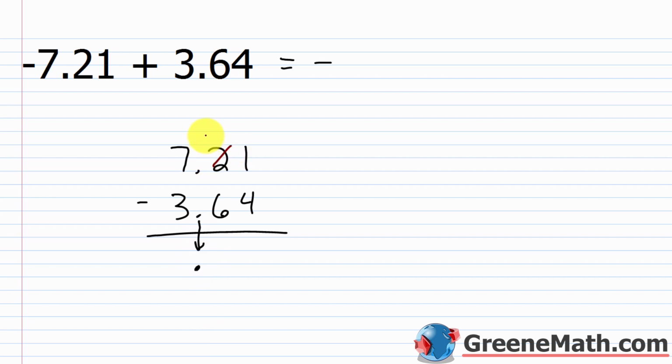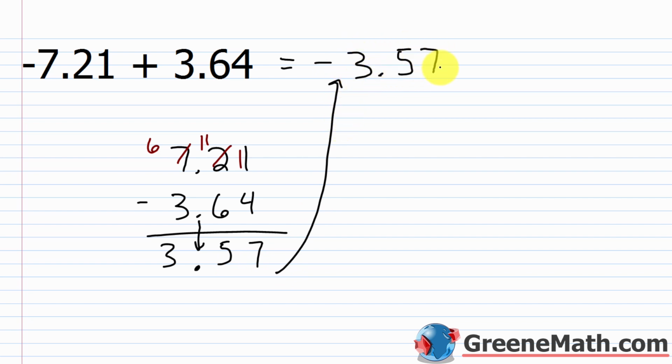So we'll borrow from the 2. It will become a 1. This will become 11. 11 minus 4 is 7. Then I'd have 1 minus 6. I need to borrow again. So borrow from the 7. This becomes 6. This becomes 11. 11 minus 6 is now 5. And then 6 minus 3 is 3. So we get 3.57. Drag that up there and attach the negative to it. And my answer is going to be negative 3.57.